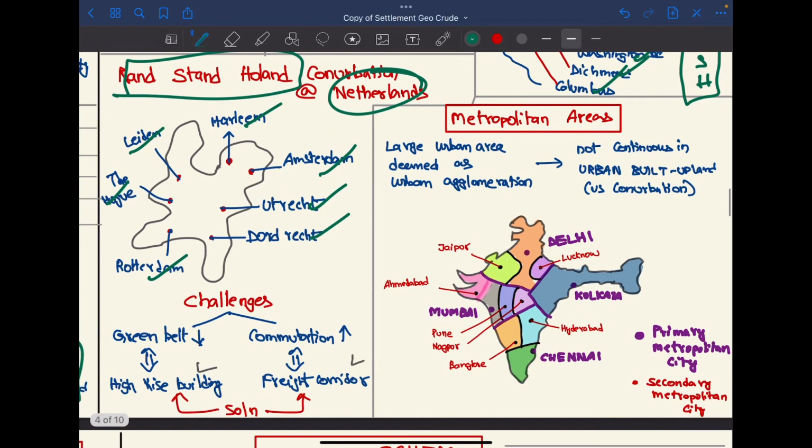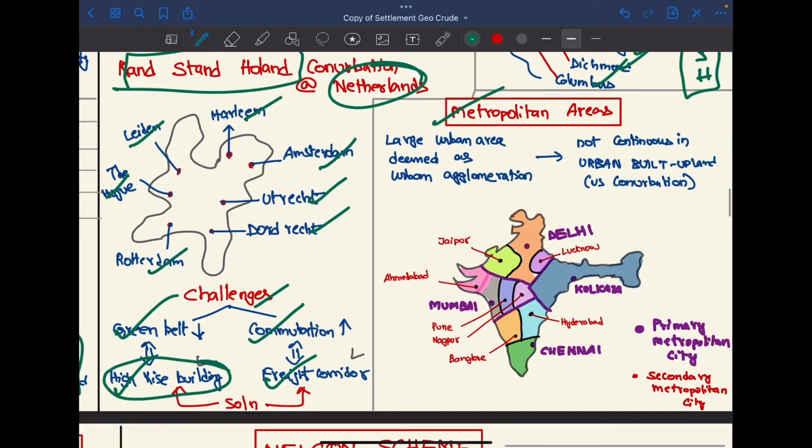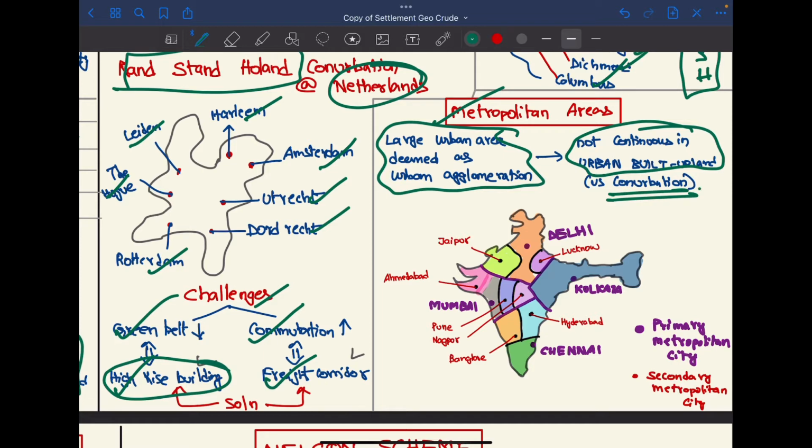There were two challenges basically: disappearance of green belts and increasing commutation. This was solved by increasing living space via high-rise buildings and construction of freight corridors. Last thing is the metropolitan areas, which are large urban areas deemed as urban agglomerations, but these are not continuous in the urban built-up area. So this is the main difference from the conurbation. There may be rural areas in between.